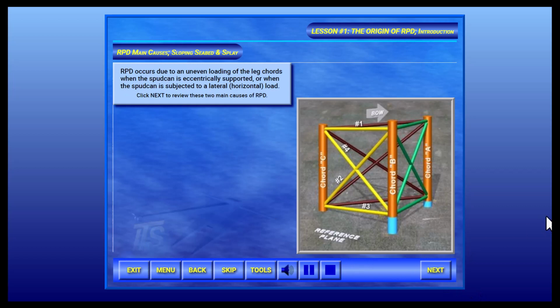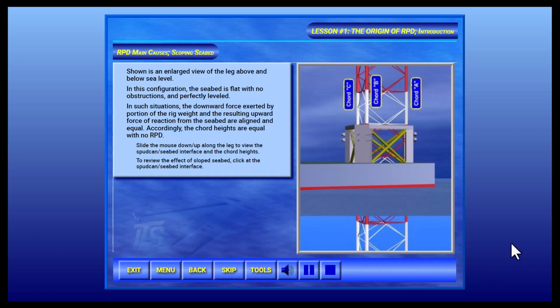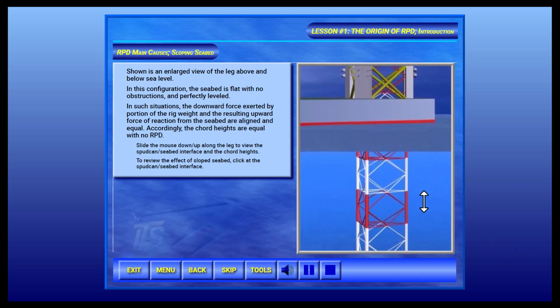RPD occurs due to an uneven loading of the leg cords when the spud can is eccentrically supported, or when the spud can is subjected to a lateral, horizontal load. Shown is an enlarged view of the leg above and below sea level. In this configuration, the seabed is flat with no obstructions and perfectly leveled.